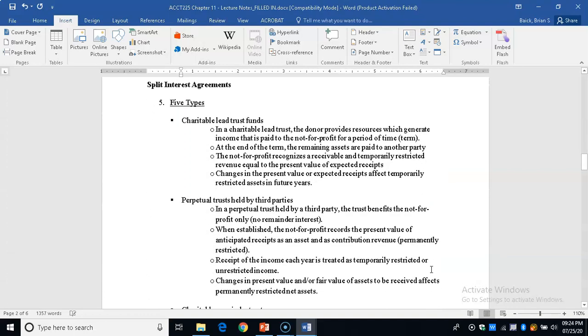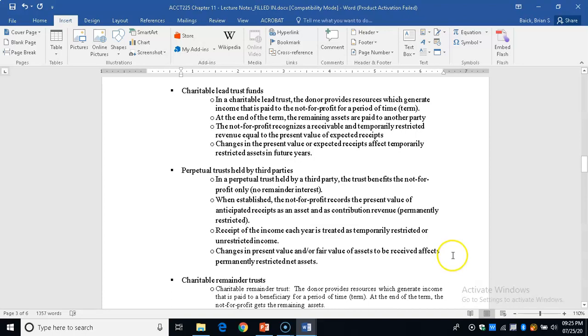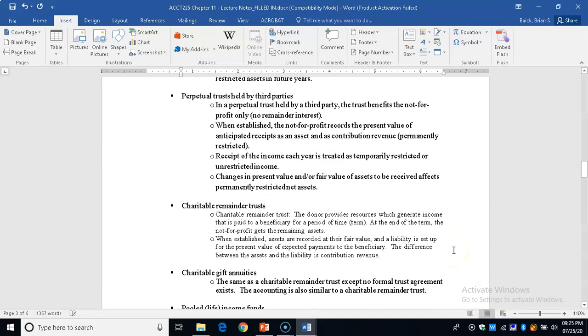Okay, in here we have different types of split interest agreements. So you can look at these yourself. These are not super important, but I put them in the notes just for you to look at.